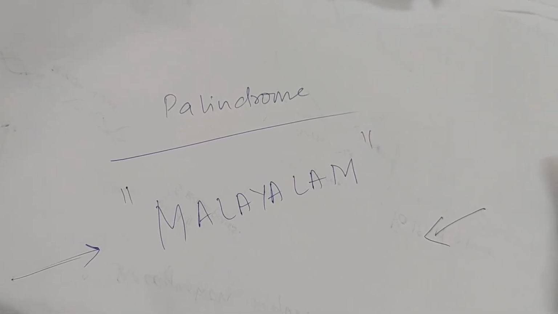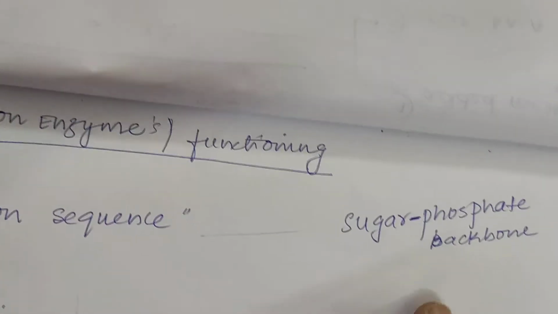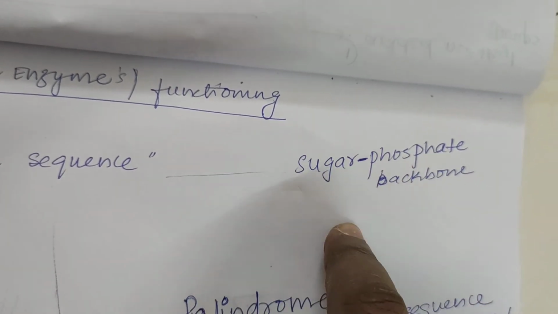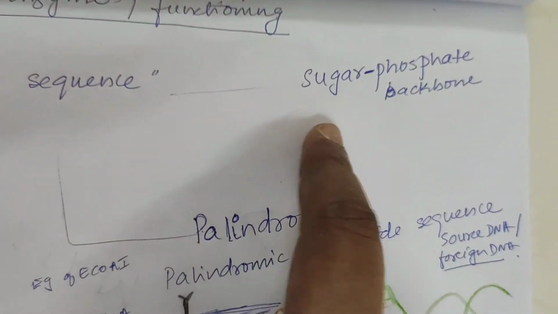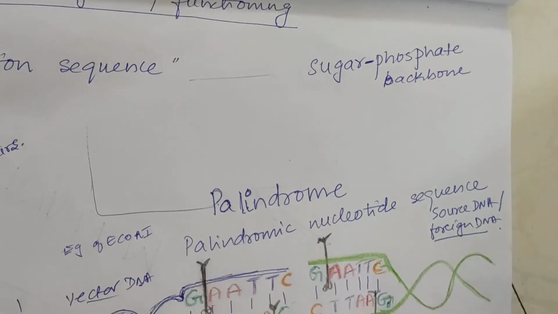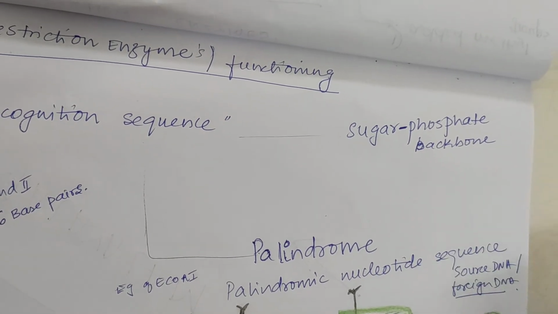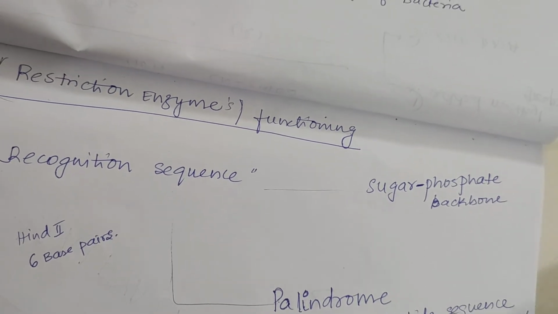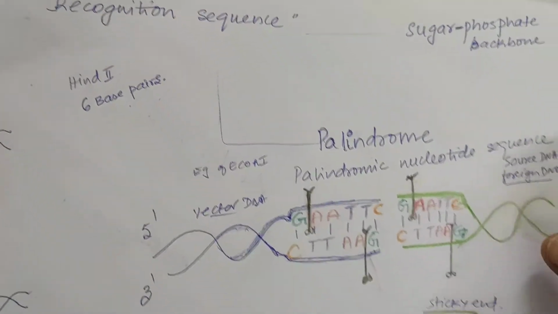It will cut between two nucleotide bases, at the sugar phosphate bond, the sugar phosphate backbone, between two nucleotides. So at a particular point it will cut. Usually it will recognize a sequence of 6 base pairs. Take a HindII restriction endonuclease, or an E. coli restriction endonuclease. Both will identify a sequence of 6 base pairs in the DNA sequence, and they will cut. So let us see an example of E. coli, how it is cutting.